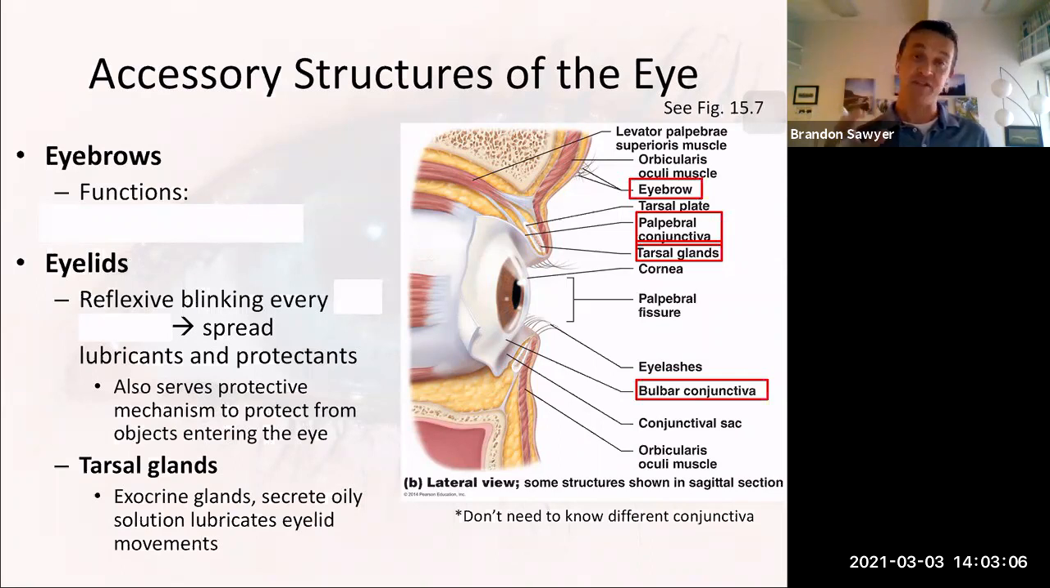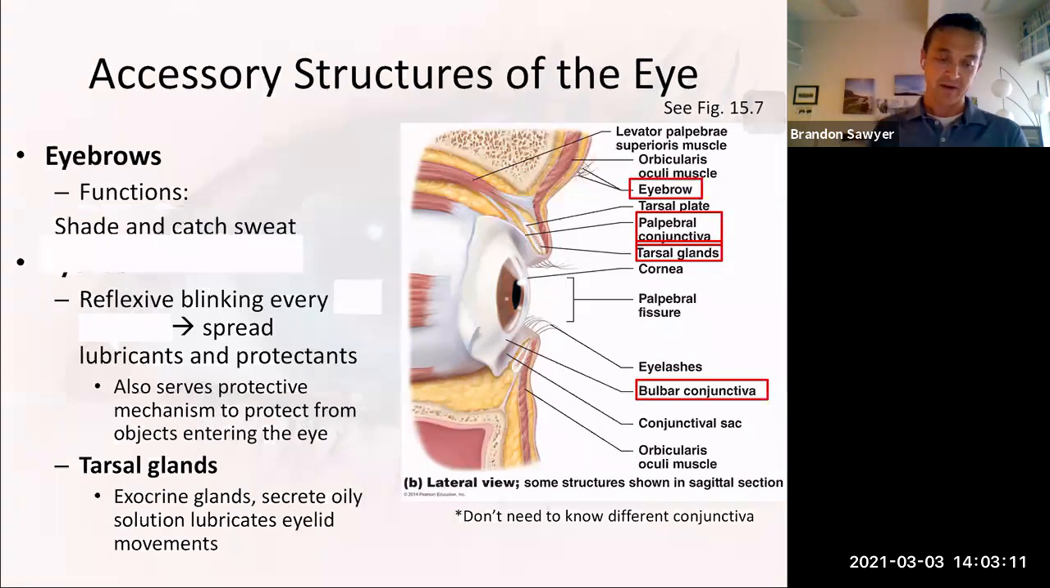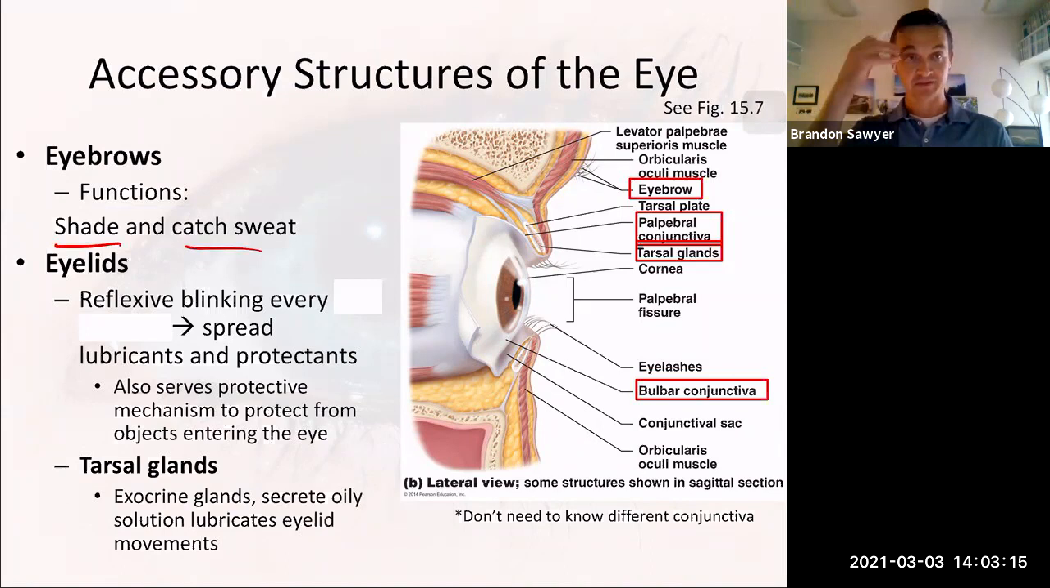First, some of the accessory structures and the things we find around the eyeball. Eyebrows give us some shade and help us catch sweat when it's falling down our foreheads. Eyelids: there's a different type of reflex, reflexive blinking every 3 to 7 seconds. The purpose of that is to spread the lubricants being released by glands in the superior part of the eye.